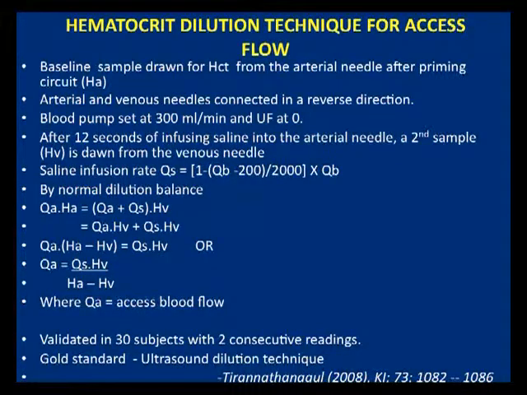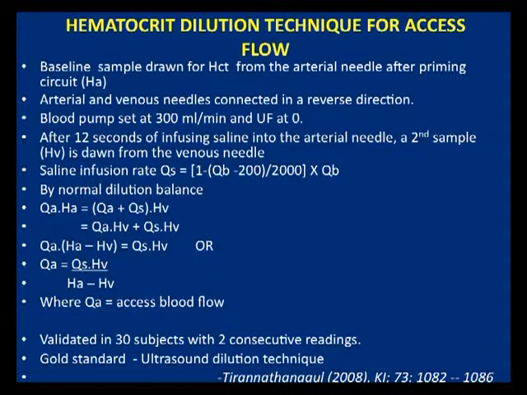A baseline sample is drawn from the hematocrit from the arterial needle after priming the circuit. Arterial and venous needles are connected in a reverse direction. The blood pump is set at 300 ml per minute and ultrafiltration is set at 0. After 12 seconds of infusing saline into the arterial needle, a second sample is drawn from the venous needle.